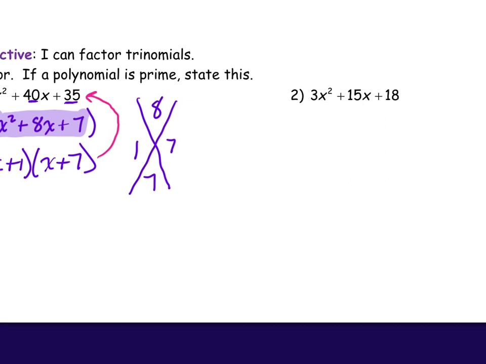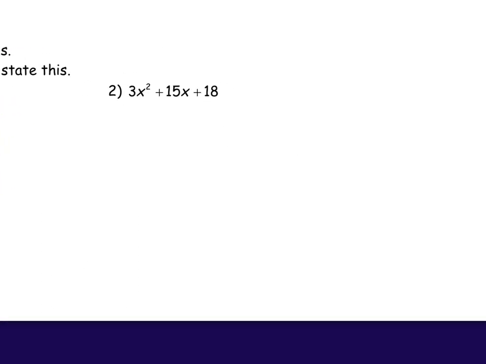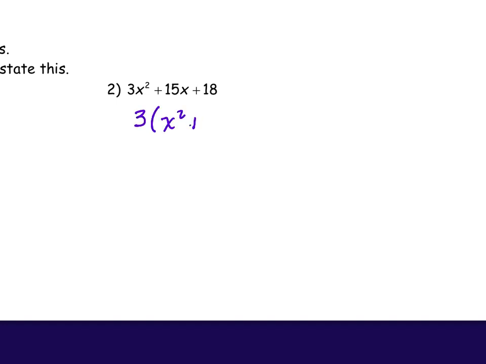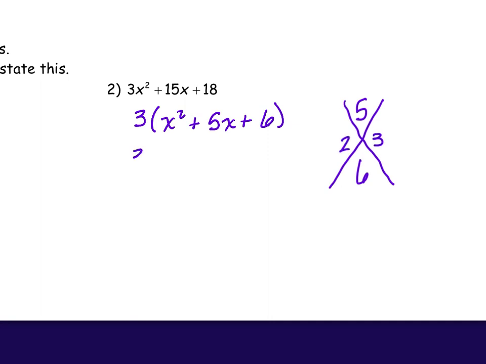So let's go ahead and go to number 2. Is there anything I can factor out? Yeah, a 3. Great. So I'm going to take a 3 out, and I get x squared plus 5x plus 6. Okay, and again, I can do the same thing now. What multiplies to be 6 and adds to be 5? So give me two numbers that multiply to be 6 and add to be 5. No, I'm sorry, it's not 6 and 1. Yeah, it's 2 and 3. Good. So I get 3 times x plus 2 times x plus 3.